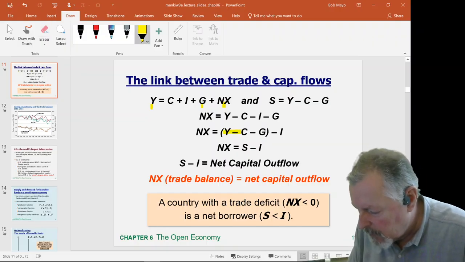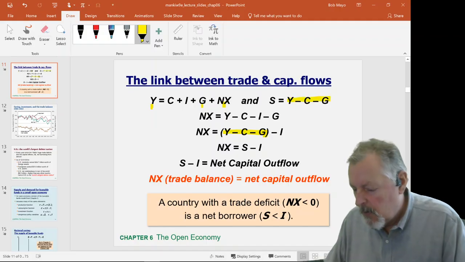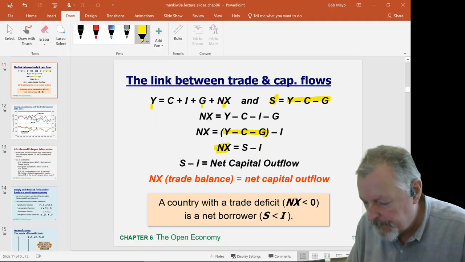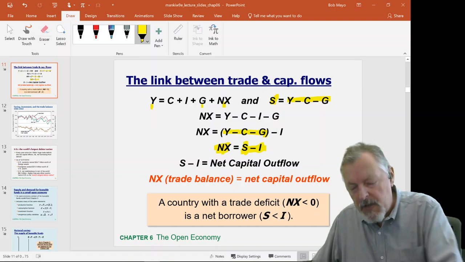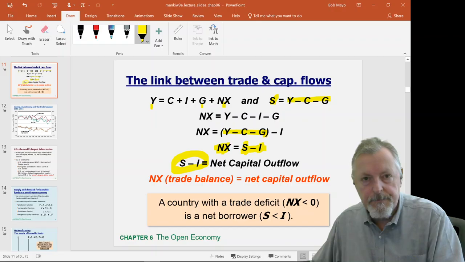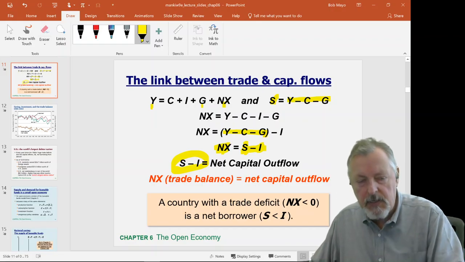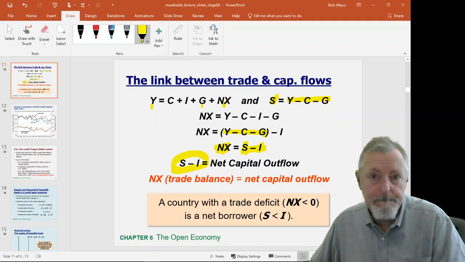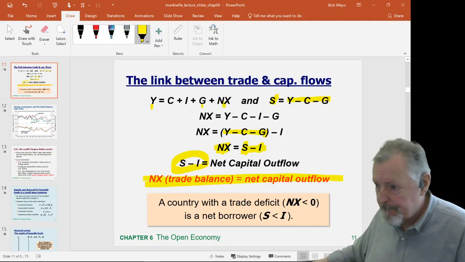This term, Y minus C minus G, that's the same as there, which means you can substitute in savings, and you get net exports equals savings minus investment. But savings minus investment is net capital outflow. We save $1,000. We invest $800 domestically. We have $200 left over. It goes out of the country, which is how you get this.